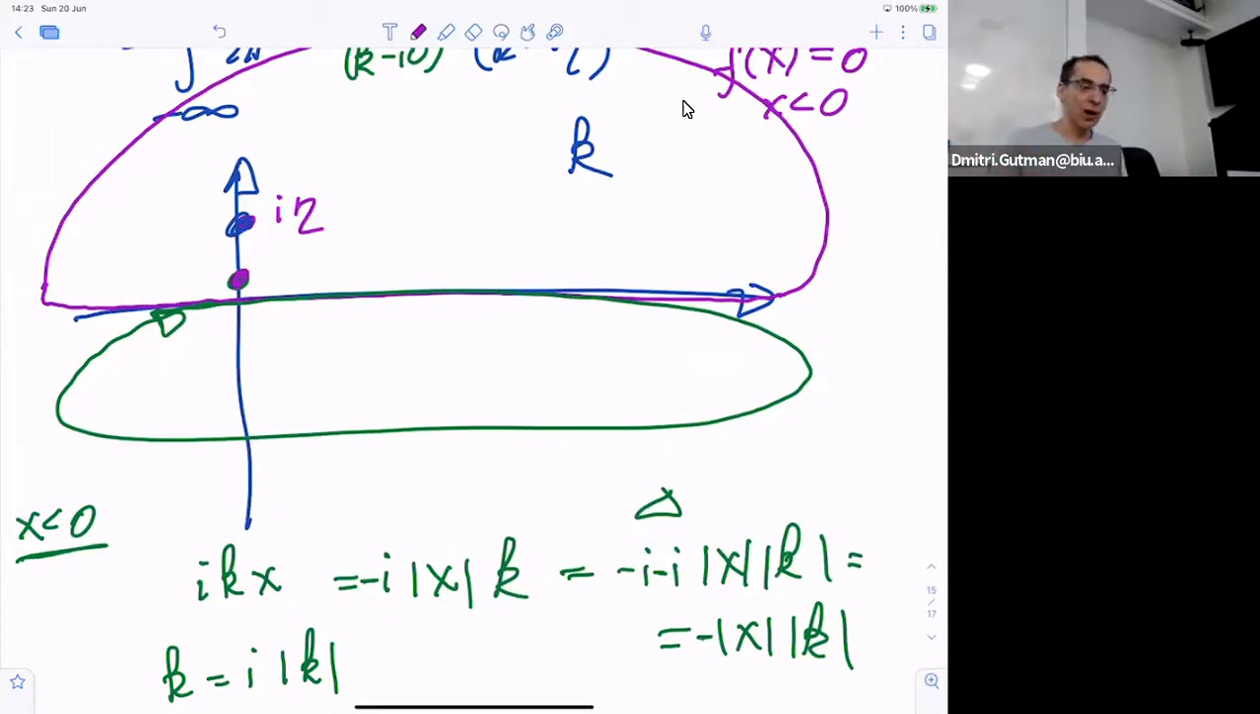So I formulated a boundary condition such that the solution was 0 for negative x. I could have stated the opposite problem. I could have stated, please find the solution of the same differential equation, but with the boundary condition that the solution vanishes for positive values of x. And then the same singularity should be treated in a completely different manner.